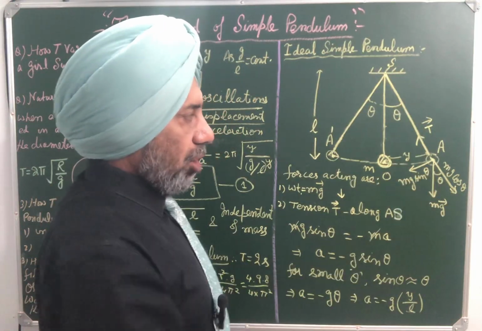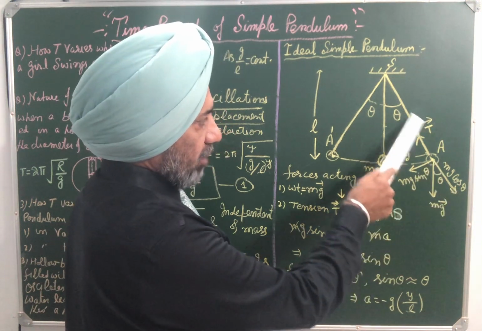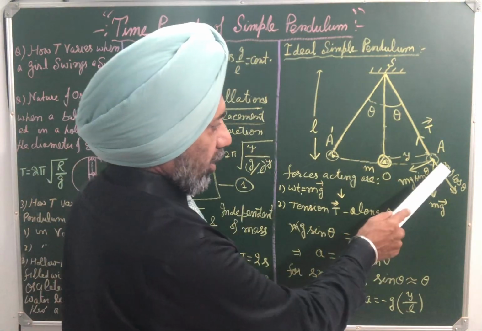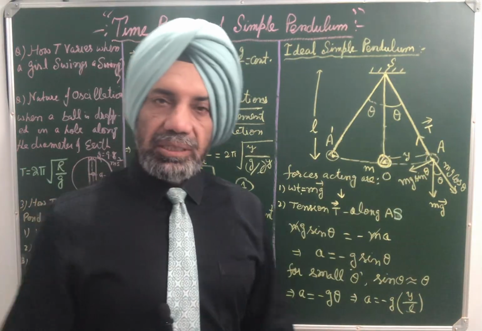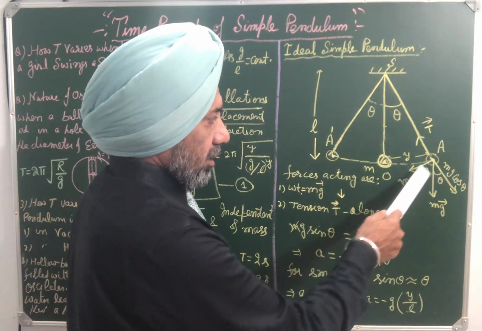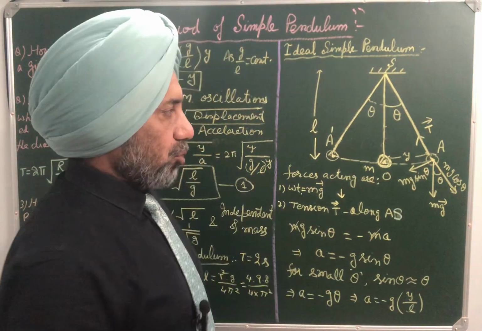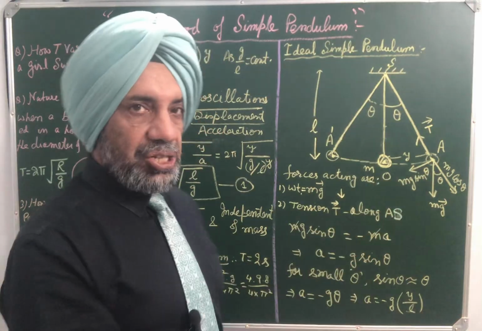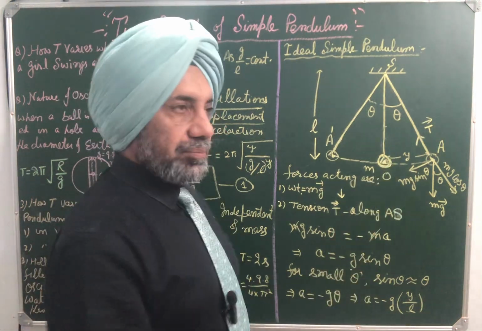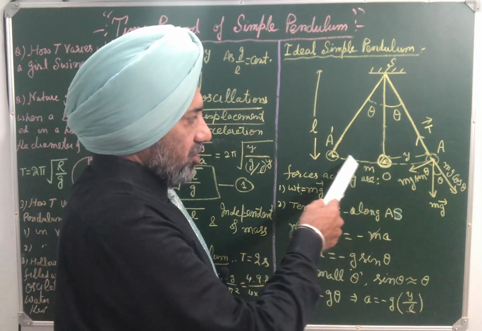Now, this weight can be resolved into two rectangular components: mg cos theta, opposite to the tension, and mg sin theta, perpendicular to the tension. The component mg cos theta balances the tension in the string, so it keeps it stable, and the component mg sin theta provides the restoring force to the bob, which takes it back to the mean position. While coming to the mean position, it gains speed and kinetic energy, and hence overshoots the mean position.